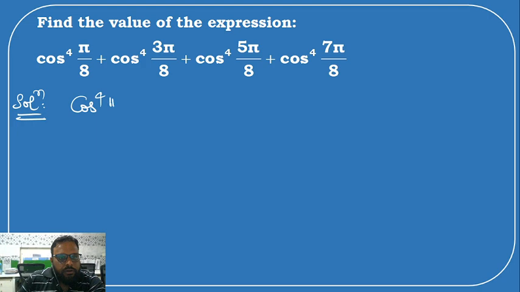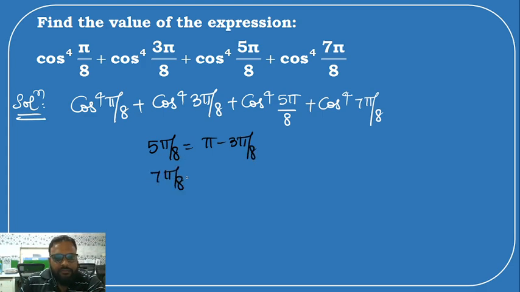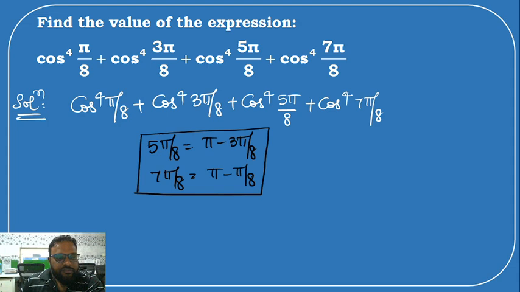Cos to the power of 4 pi by 8 plus cos to the power of 4 3 pi by 8 plus cos to the power of 4 5 pi by 8 plus cos to the power of 4 7 pi by 8. Right, now we will do a small adjustment here. 5 pi by 8, we will write this as pi minus 3 pi by 8, and 7 pi by 8, we will write this as pi minus pi by 8. Right, now this is what we will substitute here.